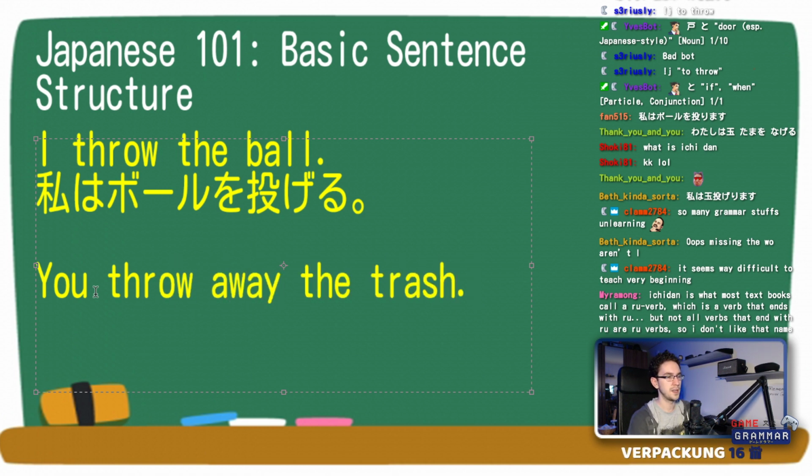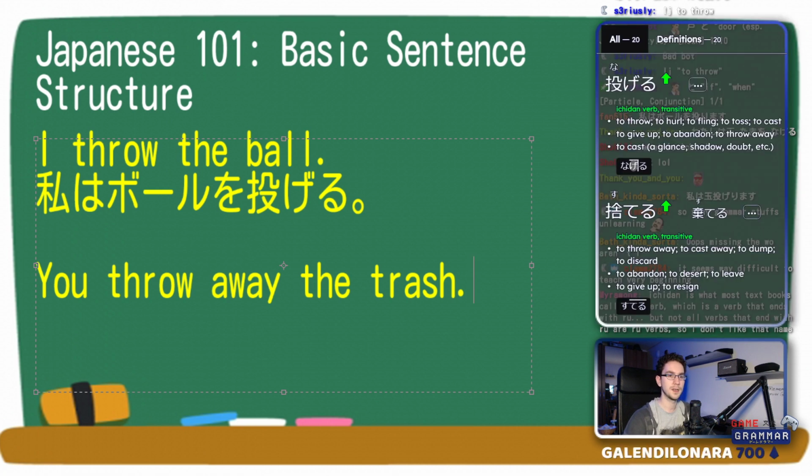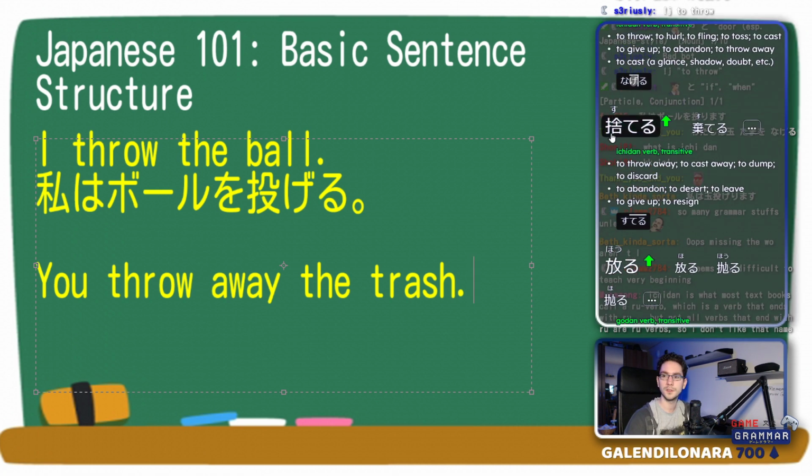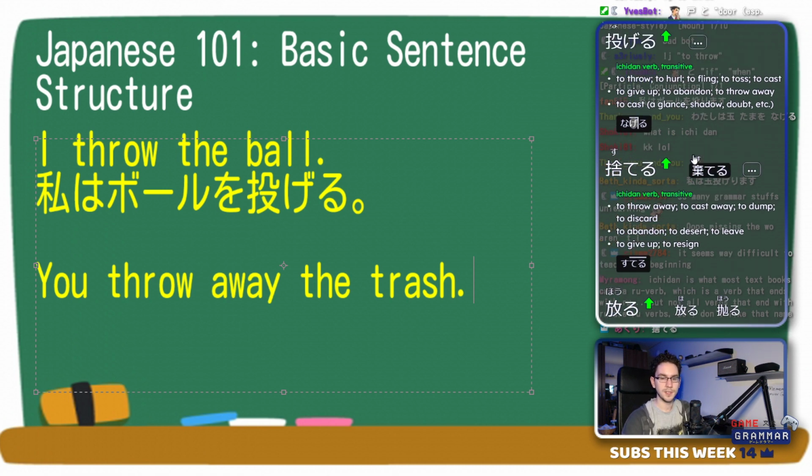I'll show you what word I mean with that. I'll show you the dictionary just to make it easier. So what I mean is, I mean this one. Use this one, suteru, which means to throw out something, to get rid of something. Suteru.